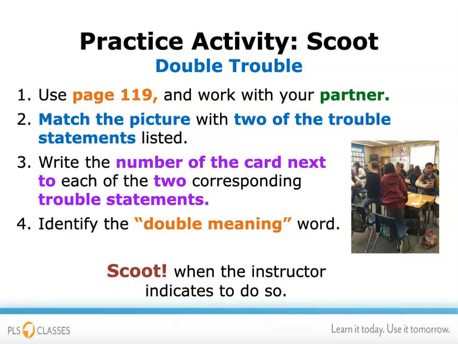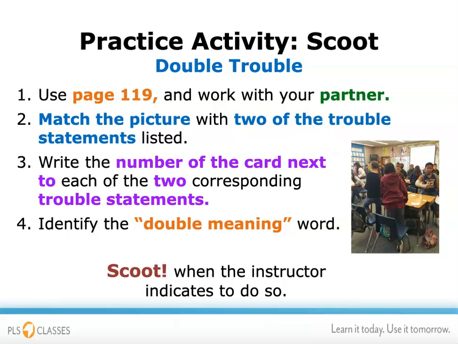For example, card 1 is a picture of a taxi driver with trouble statement E, I got a bad tip, indicated as one of the answers. Write the card number 1 next to trouble statement E. Please do not move to the next slide in the narrated PowerPoint until you and your group members have completed the activity.